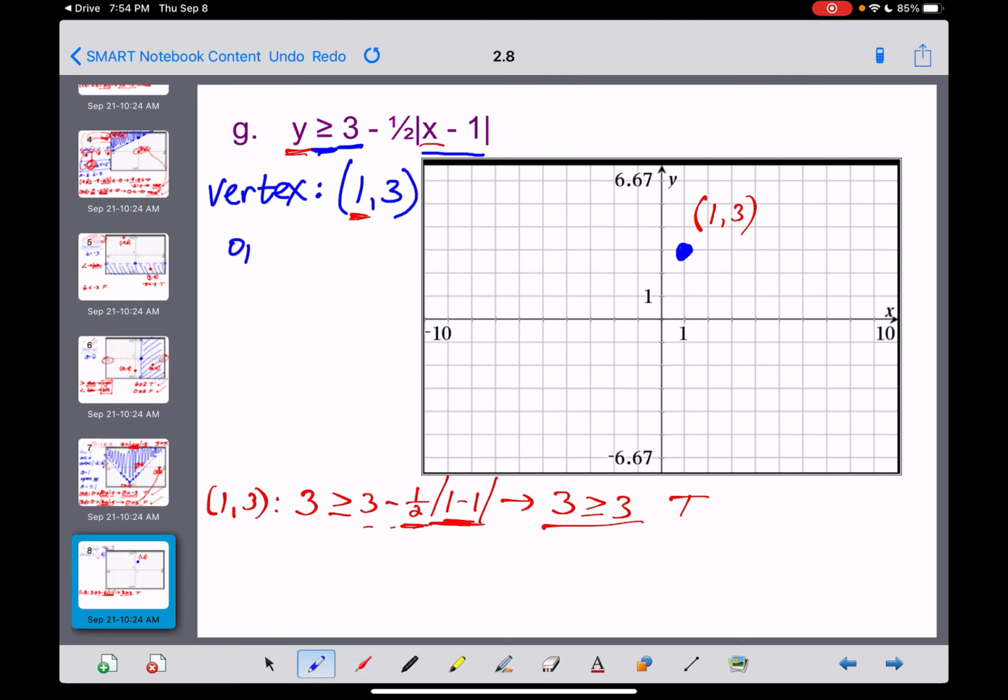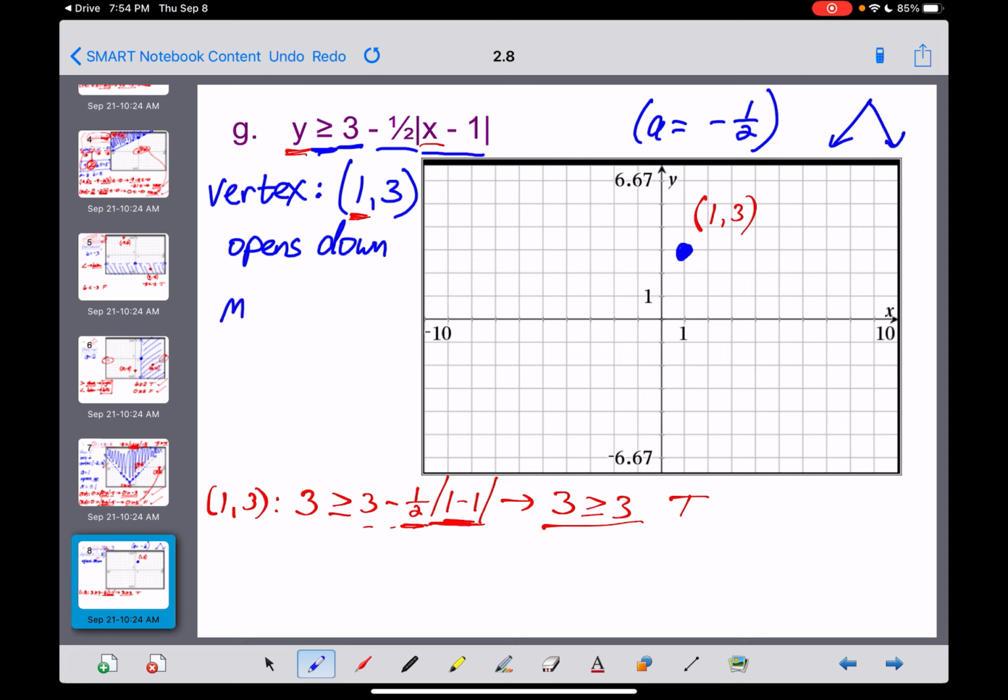Two more questions now. What direction does this particular absolute value V graph open, up or down? Well, that depends on the sign of your a value, and a is the coefficient of the absolute value. A in this case is negative 1/2. Because it's negative, that tells us that this V opens downward. So it's not going to be a graph that looks like this. That's one that opens up. This is going to be a graph that looks like this, opening downward.